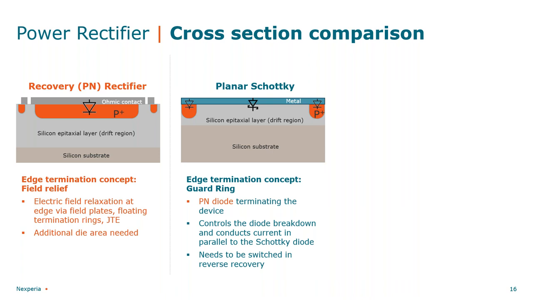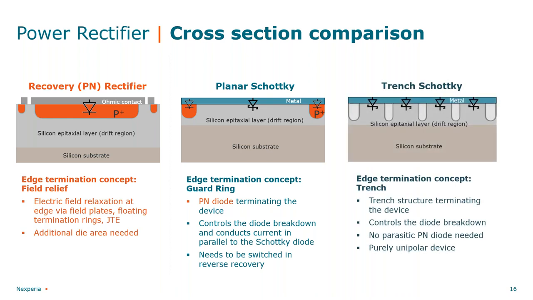This additional PN diode needs to be switched, so it suffers from the same bipolar nature as a standard PN rectifier. That's why planar Schottky diodes are normally better, but still not as good as a pure unipolar device. And with this said, now the trench geometry comes into play. For trench Schottkys, we can omit this parasitic PN diode by etching trenches into the silicon, filling them with conducting material, and getting rid of the parasitic PN diode. Basically, by using trench structures as a termination approach, we can have a purely unipolar device.